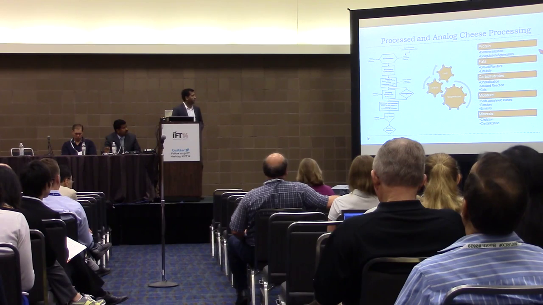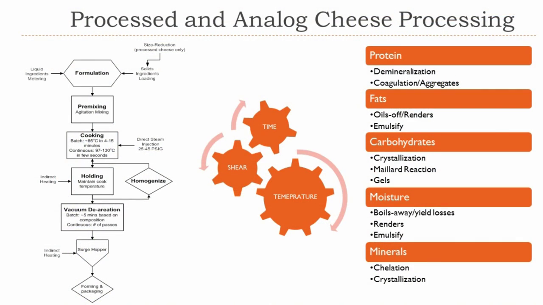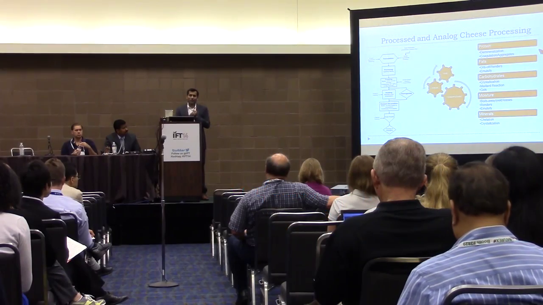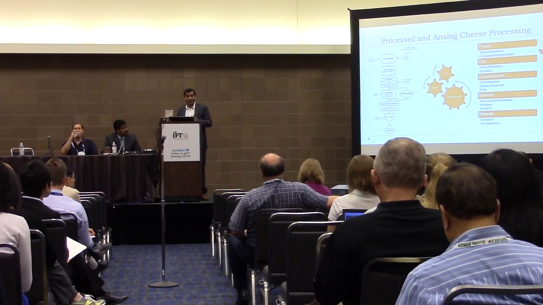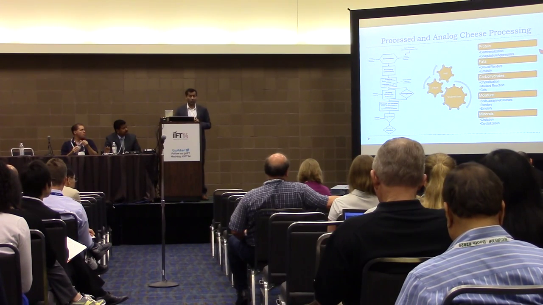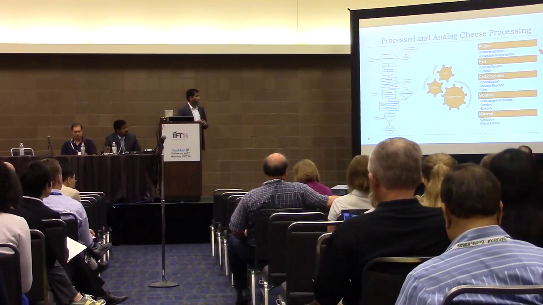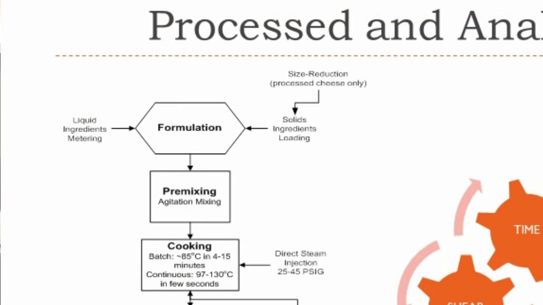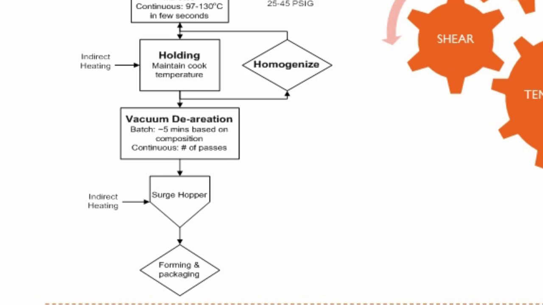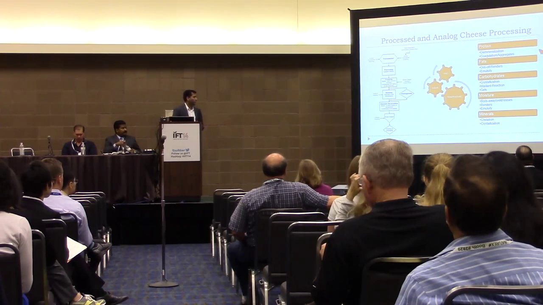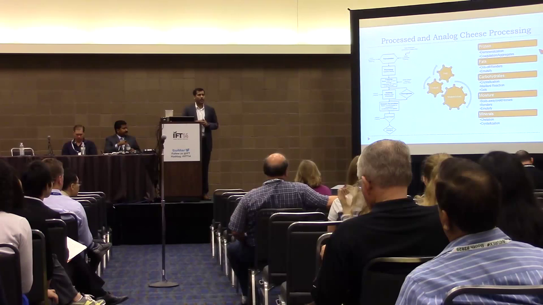Anyways, I'll shed some more light on how process and analog cheese are handled in these machines. Only three things are important, and that's time, shear, and temperature. With regulation of time, shear, and temperature, you can pretty much control the texture and organoleptic properties of process and analog cheeses. On your left, you will notice a flow chart, which is the process flow diagram of a typical cheese processing, and shows the pre-mixing operation, cooking operation, holding, vacuum deaeration step, which is an optional one, a surge hopper, a cooling stage, and forming and packaging.